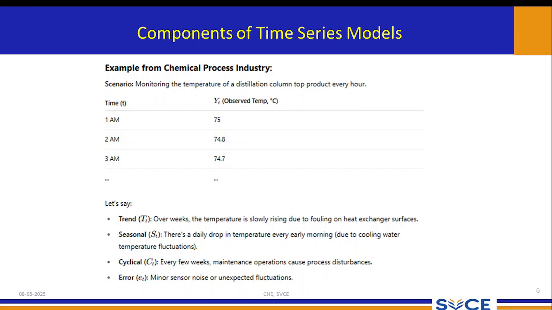Seasonal: there is a daily drop in temperature every early morning. There will be a dip in the temperature due to cooling water temperature fluctuation. Cyclic: every few weeks, maintenance operations cause process disturbances, and because of that there is a temperature variation. The error: minor sensor noise or unexpected fluctuations.